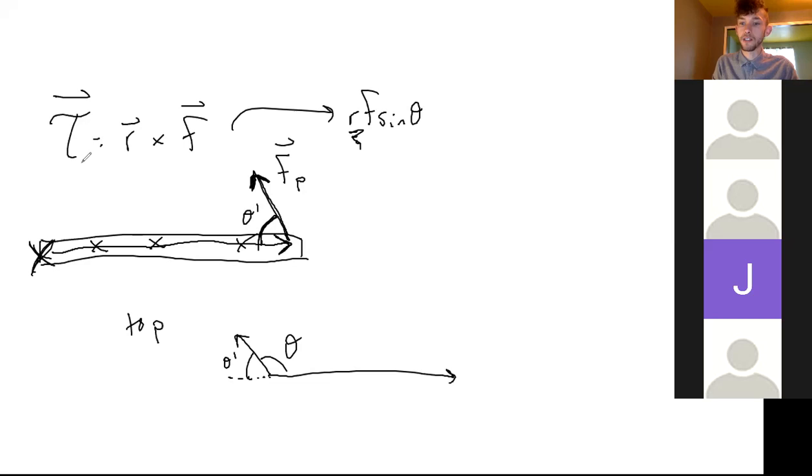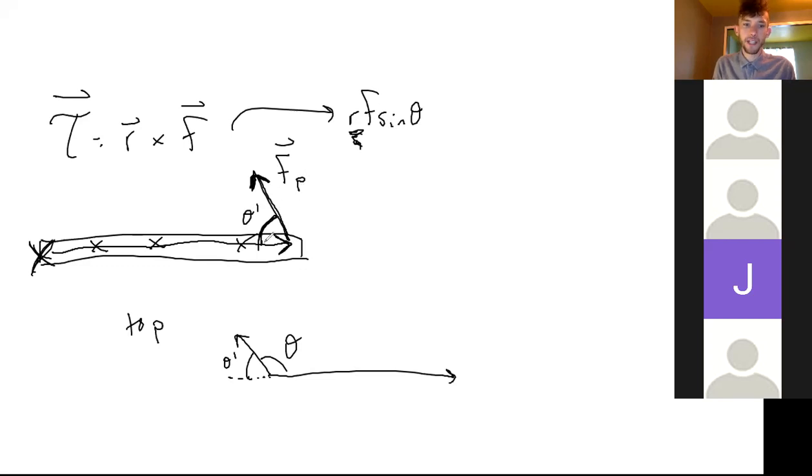And torque is what causes objects to rotate, right? So the easier it's going to be for you to set the object in rotational motion. So that R value matters. The size of your force matters, clearly. And then the sine of the angle between the two matters.